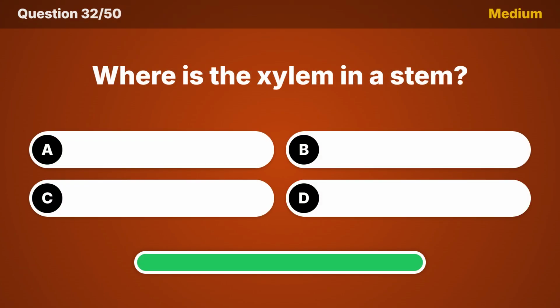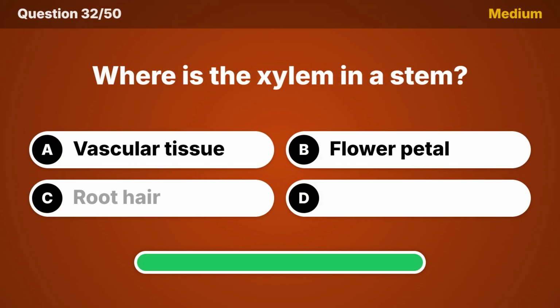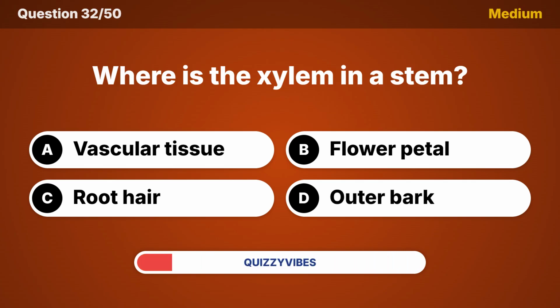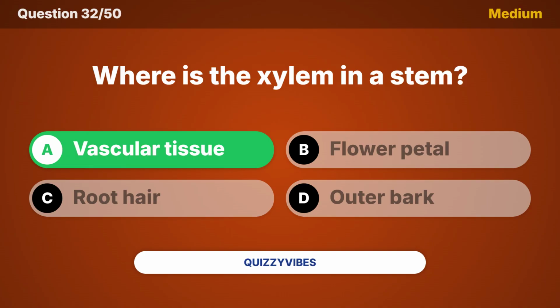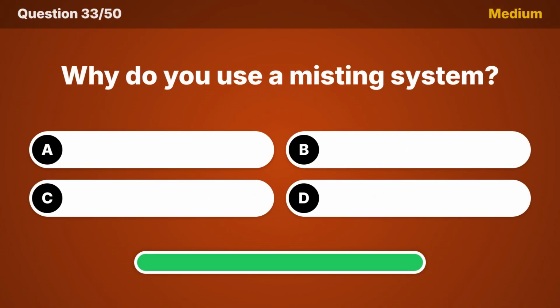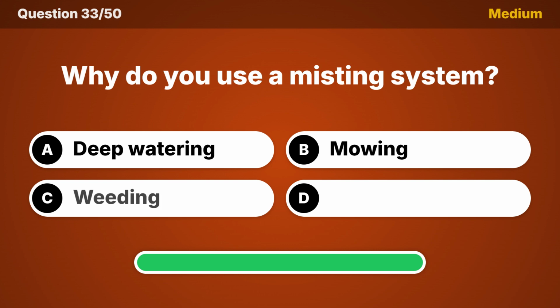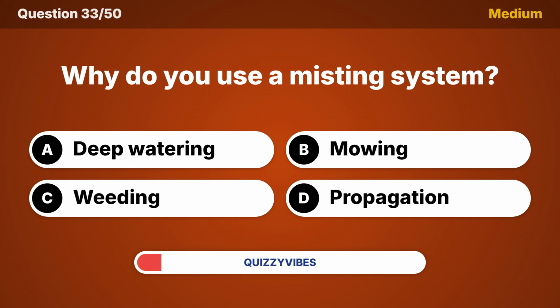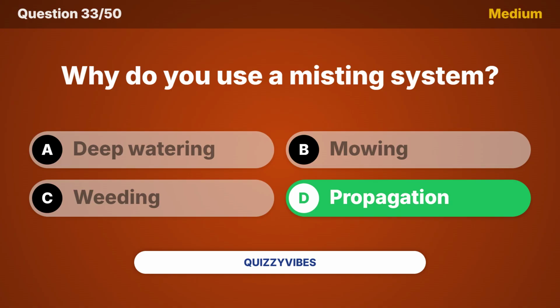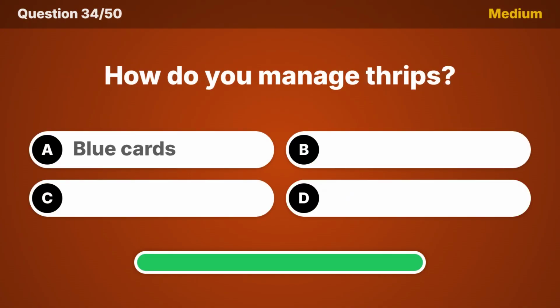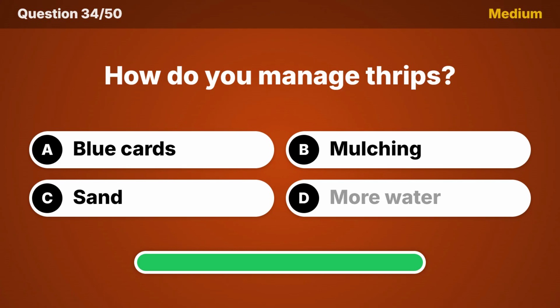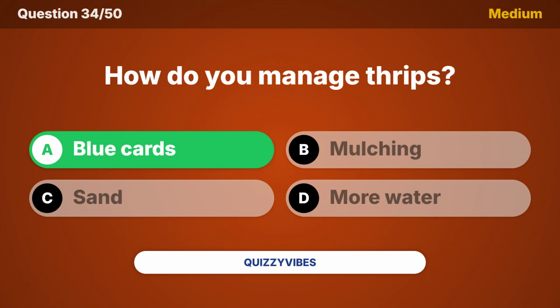Where is the xylem in a stem? Answer: vascular tissue. Why do you use a misting system? The answer is propagation. How do you manage thrips? The correct choice is blue cards.